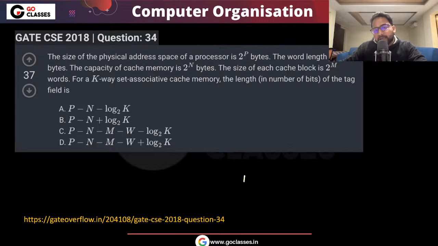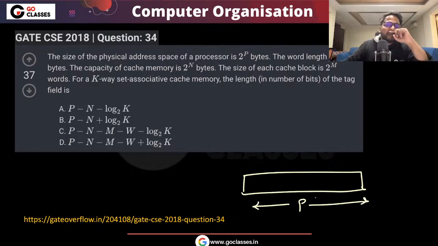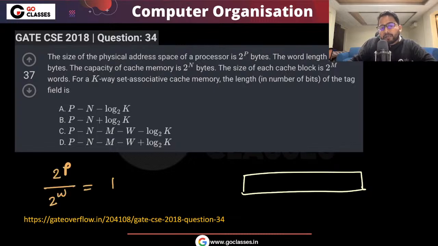Now the size of the physical address space of the processor is 2 power p bytes. So which means p bit address, right? If 2 power p is the size of the address space, then p bits are the length of the address. The word length. So basically, they're talking in the word. So you can have everything in the word because they are asking in the words. You can say 2 power p bytes is your address space size, or in the words it will be 2 power p minus w, right? This will be your address space size. Is this okay to everyone?